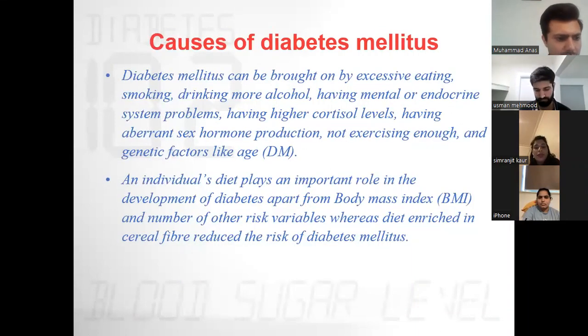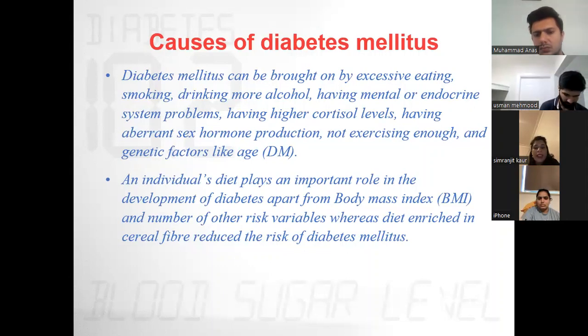Now I'm going to talk about the main symptoms and causes of diabetes, like excessive eating, smoking, drinking, mental or endocrine system issues, greater cortisol level, hormone changes, lack of exercise, and dietary factors like age, which might cause diabetes mellitus. Apart from BMI and other risk factors, a diet high in cereal fiber reduces the incidence of diabetes mellitus.